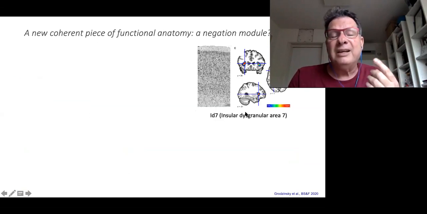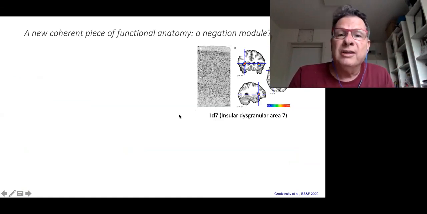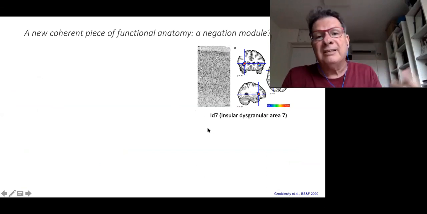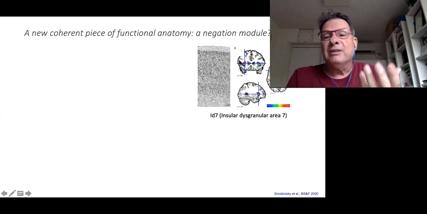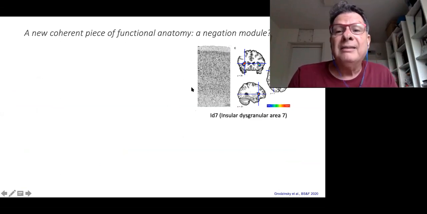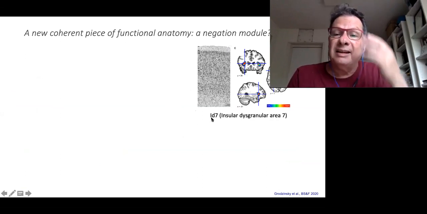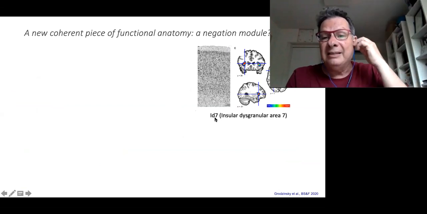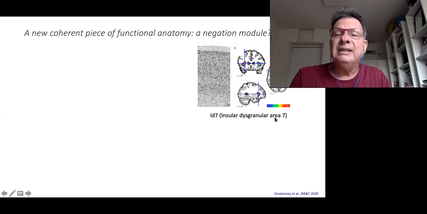So this was actually a case, the first case to my knowledge, where the function, namely whatever we discovered in this experiment, pointed to the anatomist. So we actually told the anatomists, okay, go and find the nature of this specific area. And they did. And you can see it here. This is an area that's now called Id7, insular disgranular area number 7. Forget about the details of it.